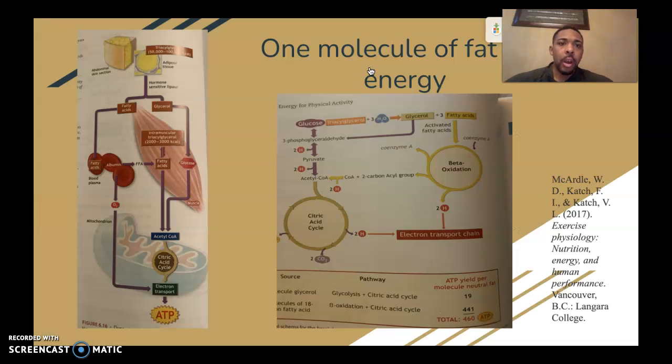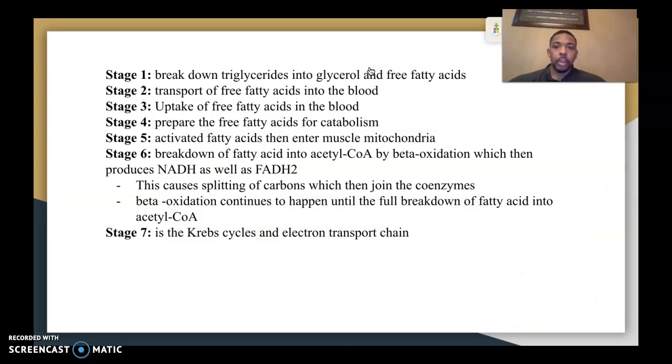Next is the breakdown of fat. This diagram is also from the text of Mark Arnold, 2017. Stage 1 is the breakdown of triglycerides into glycerol and free fatty acids.